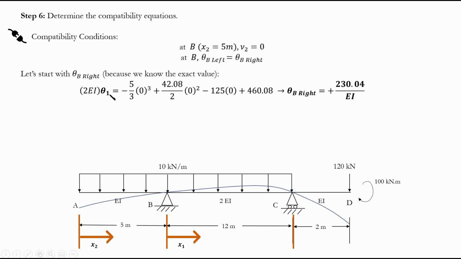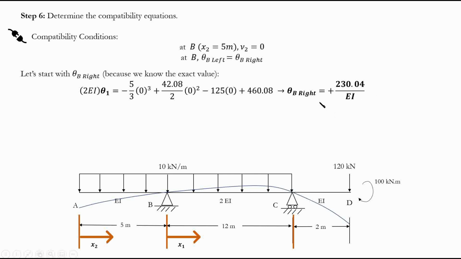So for the theta 1 equation, this is not about theta 2, not about portion AB, this is about portion BC. At point B, x1 equals 0, and I can find my rotation. Just put 0, 0, 0, and 460.08 divided by 2, I'll get 230.04. This is my rotation for the right side of B. But for the left side of B, my rotation is going to be the same. So theta B left is going to be equal to 230.04 divided by EI.